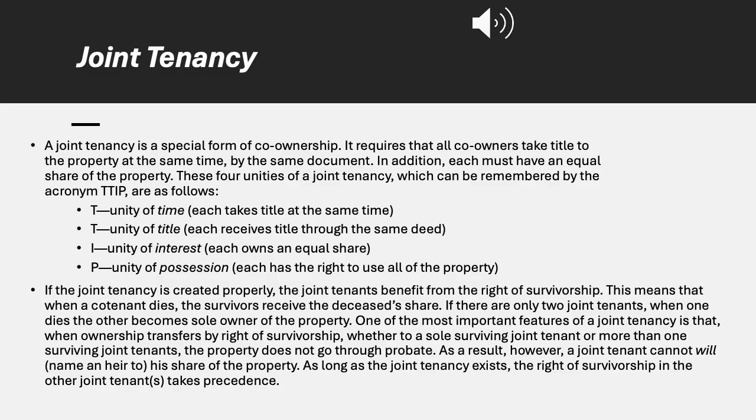If the joint tenancy is created properly, the joint tenants benefit from the right of survivorship. This means that when a cotenant dies, the survivors receive the deceased's share. If there are only two joint tenants, when one dies, the other becomes sole owner of the property. One of the most important features of a joint tenancy is that when ownership transfers by right of survivorship, whether to a sole surviving joint tenant or more than one surviving joint tenants, the property does not go through probate. As a result, however, a joint tenant cannot will or name an heir to his share of the property. As long as the joint tenancy exists, the right of survivorship in the other joint tenant takes precedence.